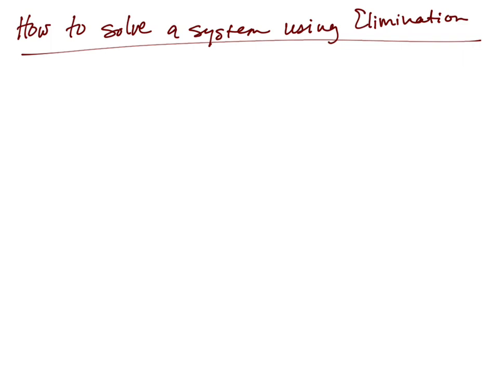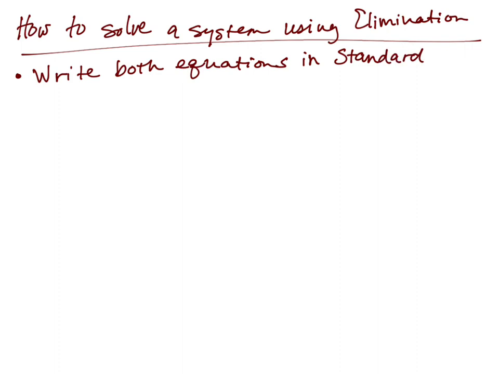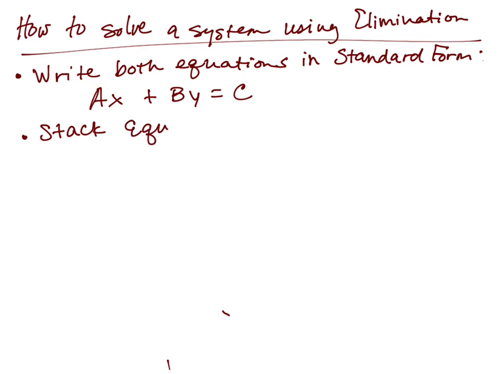Okay, so the first thing that we want to do is write both equations in standard form, if they're not already. Slope-intercept form is the way we want to write them if we're trying to graph them. Standard form is the way we want to write them if we are using elimination. Standard form says AX plus BY equals C. That's our goal if we're using elimination. We want them lined up with X and then Y and then a constant. Then we want to stack our equations, one on top of the other, written out aligned vertically.